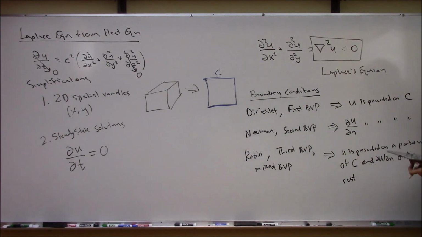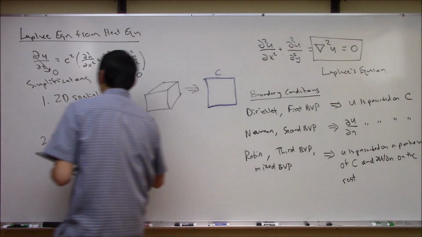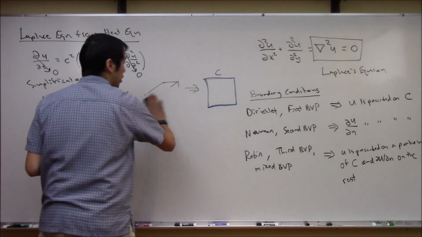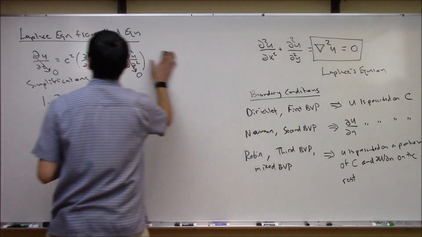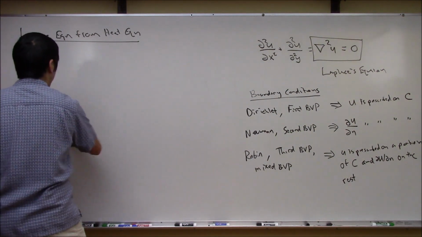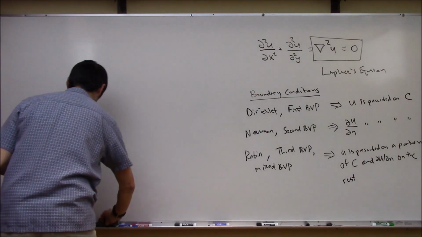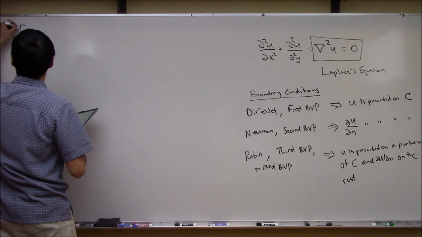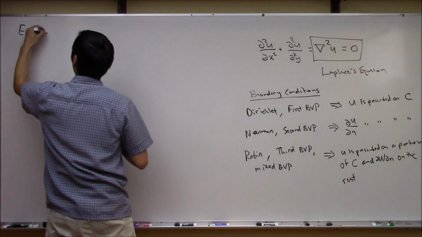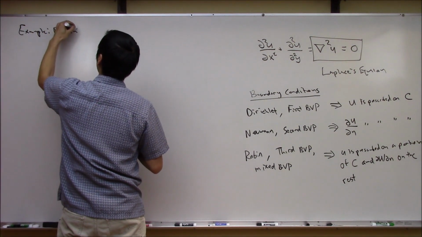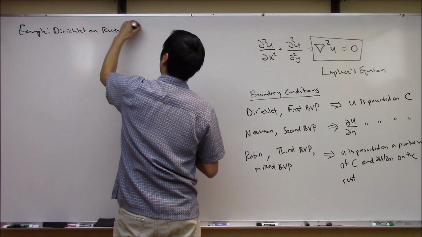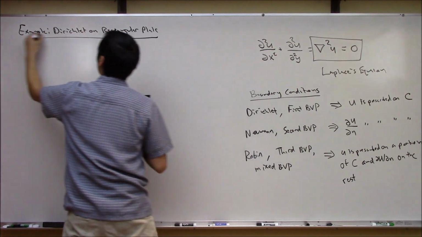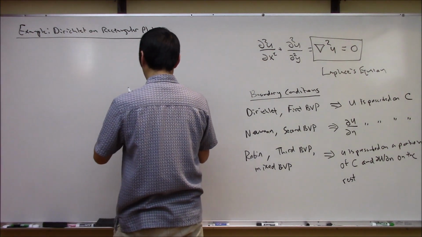Okay, so the case I'd like to look at for the remainder of the discussion is a Robin problem, or excuse me, a Dirichlet problem on a rectangular plate. So let's go ahead and take a look at that example. Example: a Dirichlet problem on a rectangular plate.